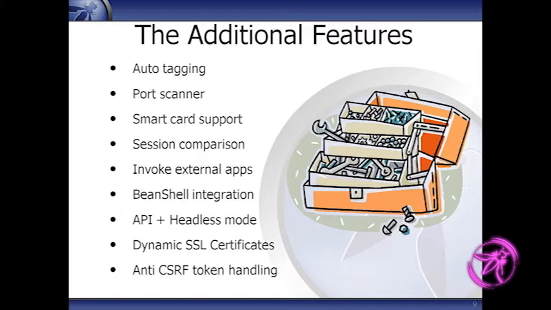We have a lot of additional features as well. Auto tagging, which I kind of like, and I'll show you that later. We've got a port scanner. It's not Nmap. We're not pretending it is, but it's there. It's convenient if you want to use it. Smart card support. We can compare sessions, see how they differ. You can invoke external applications, and this is something I think is very important. We want Zap to be as effective as possible, but we know that there will be times when you want to use other tools. So you can invoke those tools from Zap, and if possible, we'll allow you to pass any context across. So that if you're on one particular page, you'll be able to pass all the information across to whatever other tool you want to do whatever you want with.